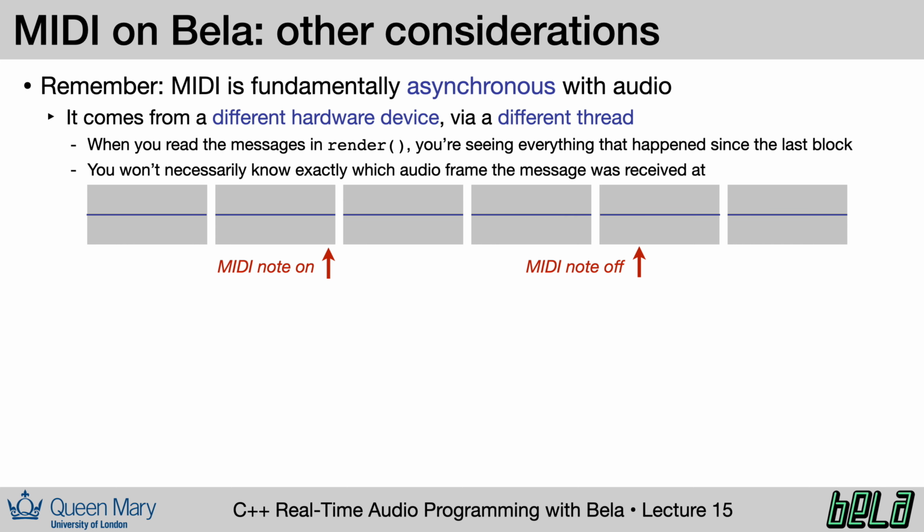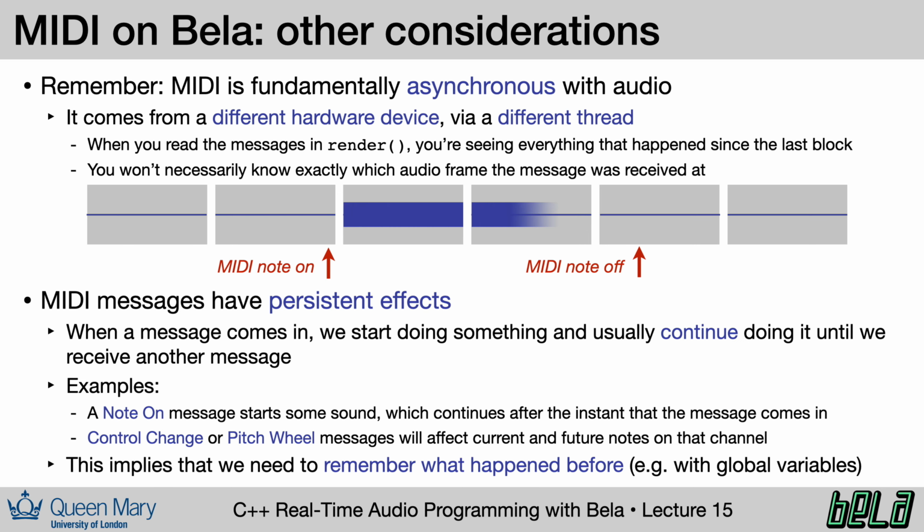There are a few other considerations before we move forward. I've said it a couple times already, but it's worth reiterating that the MIDI messages are fundamentally asynchronous with the audio. We have no guarantee about when these messages come in with respect to the audio blocks. That means whenever you're reading MIDI messages inside of your render function, you're going to see all the messages that arrived since the beginning of the last block, and you won't necessarily know exactly when in the block the message was received. Another important quality of a MIDI message is that its effect should be persistent.